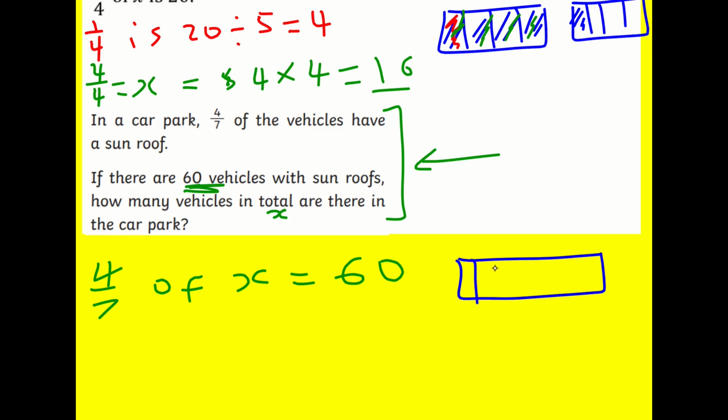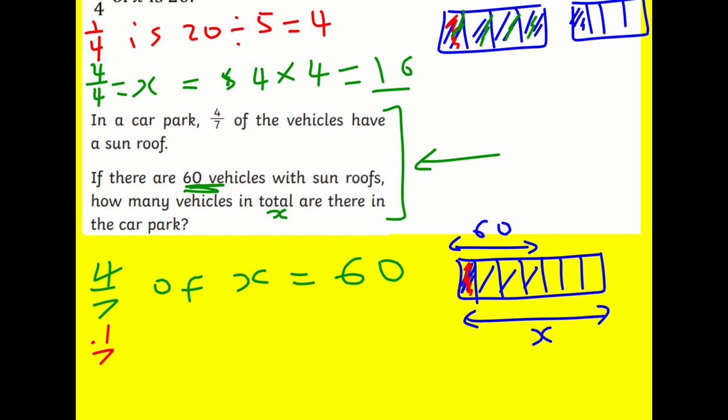We can split this into 7. 1, 2, 3, 4, 5, 6, and then a 7th there. Okay, I've got 4/7. 1, 2, 3, 4. And I'm trying to find the full amount, which is x, and at the moment I've got 60. So again, let's find out what 1/7 is. 1/7 is going to be 60 divided by 4. Because I've got 4 of them and I just want one of them, I need to divide it. And that gives me 15.